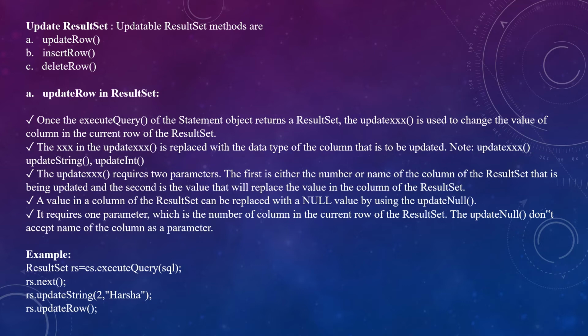For example, updateString or updateInt of the statement. It requires two parameters. The first is either the number or name of the column of the result set that is being updated, and the second is a value that will replace the value in the column of the result set. A value in a column of the result set can be replaced with a null value by using the updateNull method. It requires one parameter, which is the number of the column in the current row of the result set. The updateNull method does not accept the name of the column as a parameter.